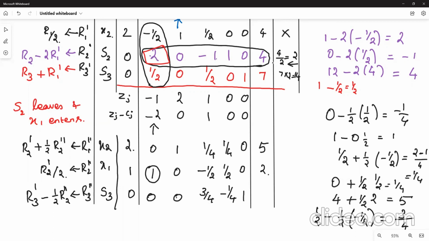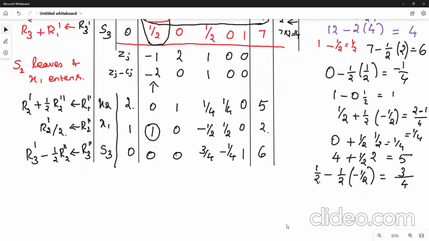So 7, the last solution column is 7. Here you have 2. So the operation is 7 minus 1 by 2 into 2. That is 7 minus 1, that is 6. So here the solution entry is 6. So this is how I have made this pivotal entry 1, and all the remaining entries in that column 0, by performing row operations with the newly formed pivotal row.